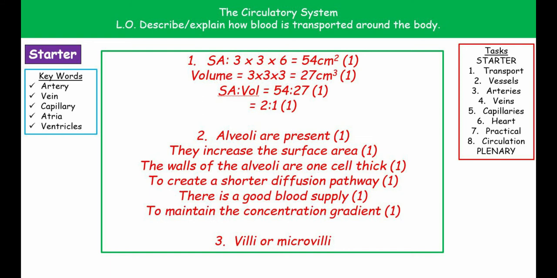And then finally, the structures that increase the surface area in the intestines, and you've got two possibilities for your answer here, either the villi or the microvilli. So give yourself a mark if you've got either of those. So once you've done that, add it all up, your marks are out of 11 for that one, so give yourself a score out of 11.